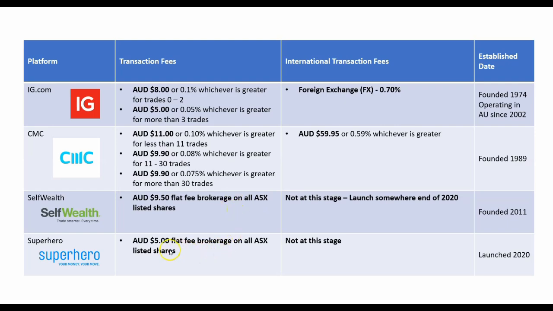Then we've got this other one, which is called Superhero, which is very new in the whole market. It launched somewhere around 2020, and it's backed by two of the fintech companies, Zip and Afterpay, which is very interesting. They charge a $5 flat brokerage fee on all ASX listed shares. So that is a very attractive price, just generally speaking. And there was a lot of media press coverage around this whole trading platform, and it has picked up quite a bit of momentum among a lot of people. And I personally have signed up to it. I haven't used their platform, but I have signed up to it.